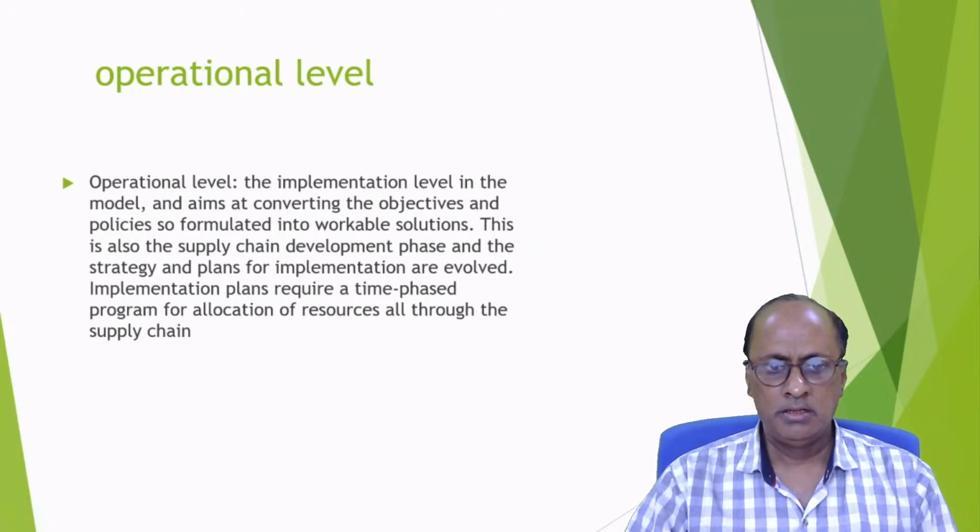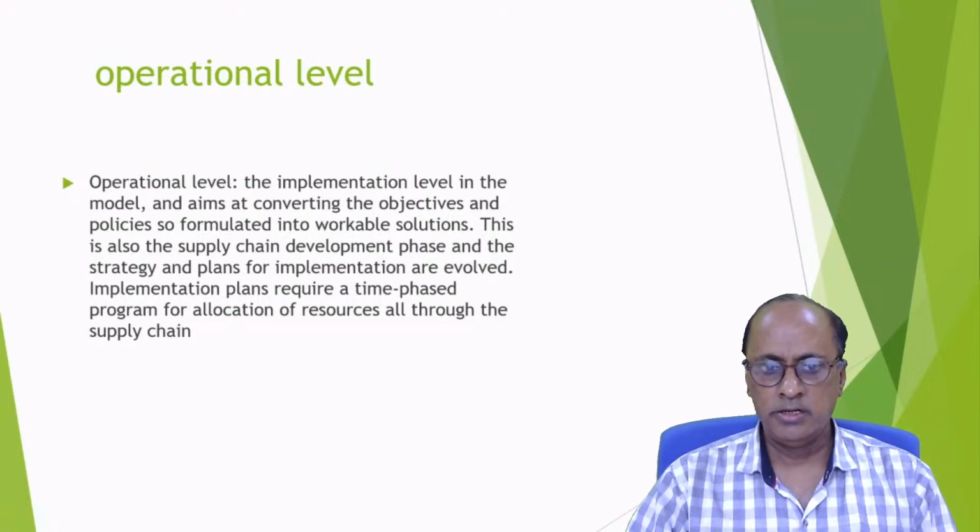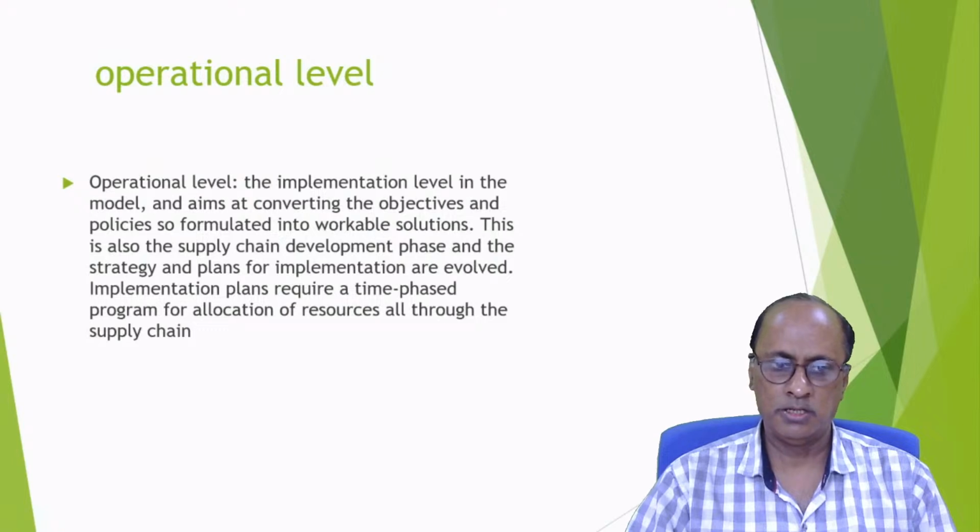Now, the lowest level is the operational level. It is called the implementation level in the model and aims at converting the objectives and policy so formulated into workable solutions. This is also the supply chain development phase, and strategy and plans for implementation are evolved. Implementation plans require a time phase program for allocation of resources all through the supply chain.